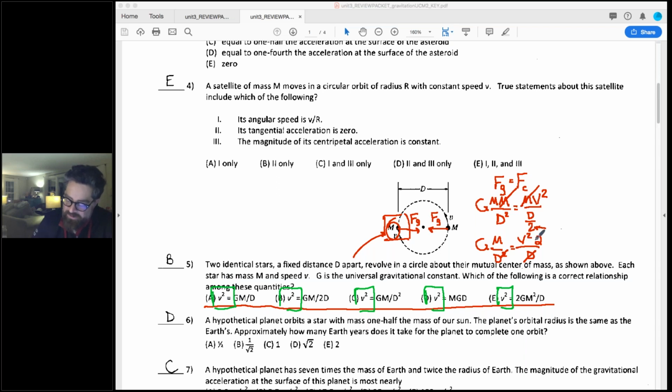And so now, in order to isolate v squared, I'm going to divide both sides by 2, and I end up getting v squared on the right-hand side is equal to g times m over 2d. And that's where choice B comes into play and is the correct answer. Make sure that I've answered your question on that.